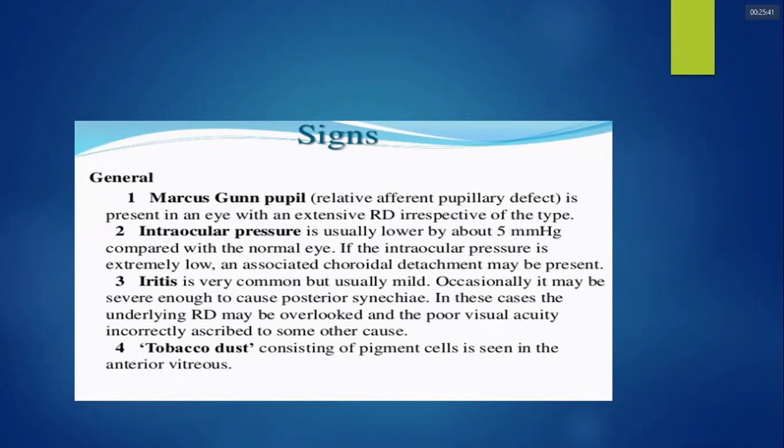And iritis is very common but usually mild, and occasionally it may be severe enough to cause posterior synechiae. In these cases, the underlying RD may be overlooked and poor visual acuity incorrectly ascribed to some other cause. That can be along with RD, some other cause. And tobacco dusting will be seen as pigment cells in the anterior vitreous. So these are the very common signs which you will see in RD along with the symptoms.